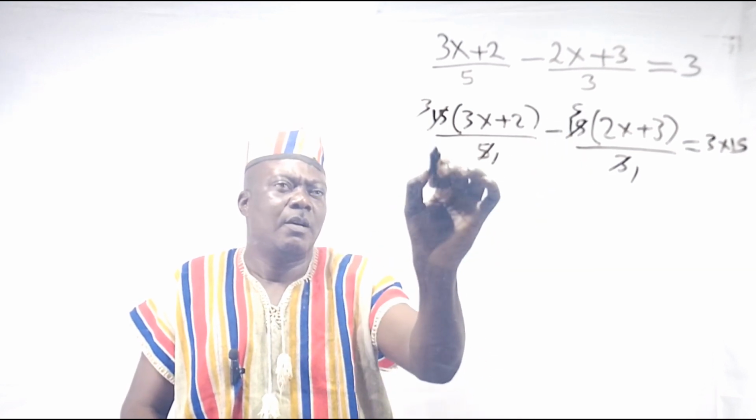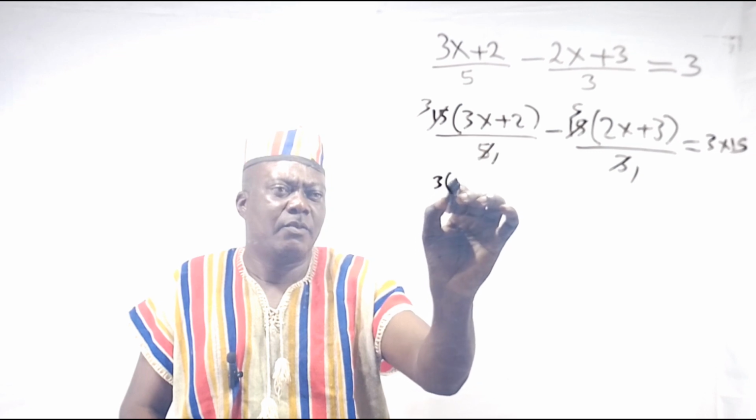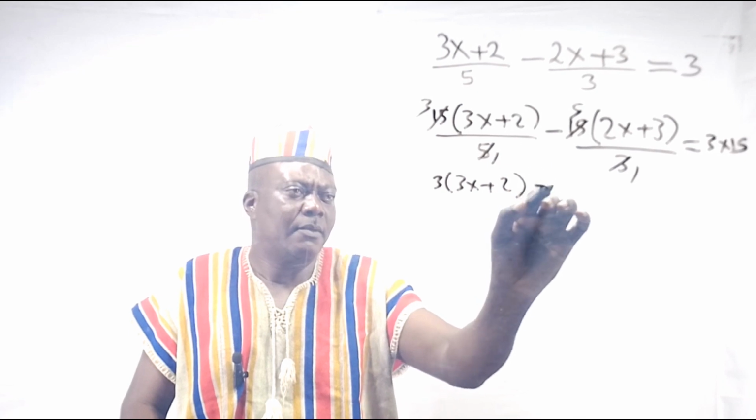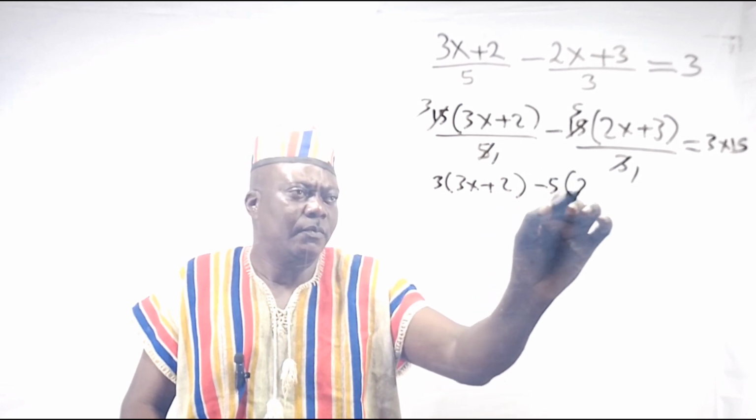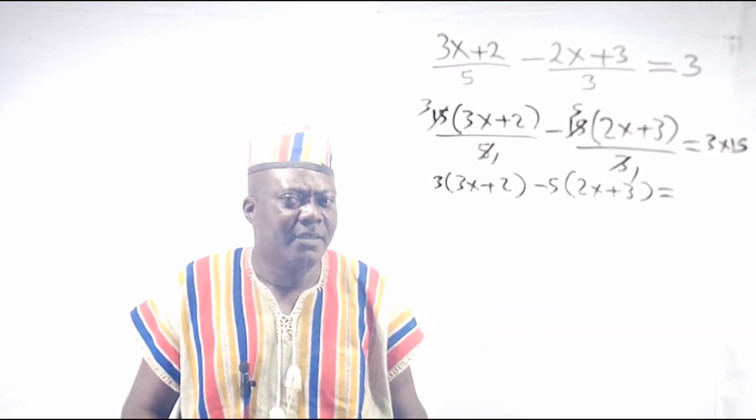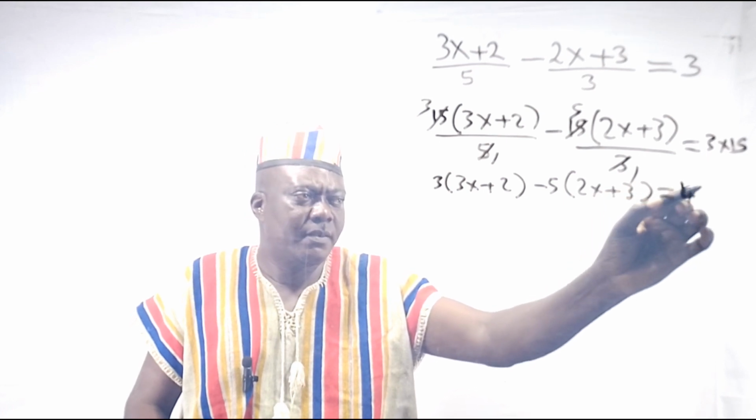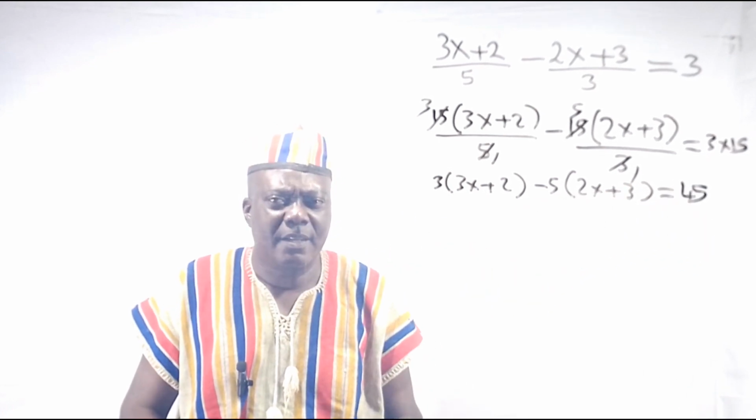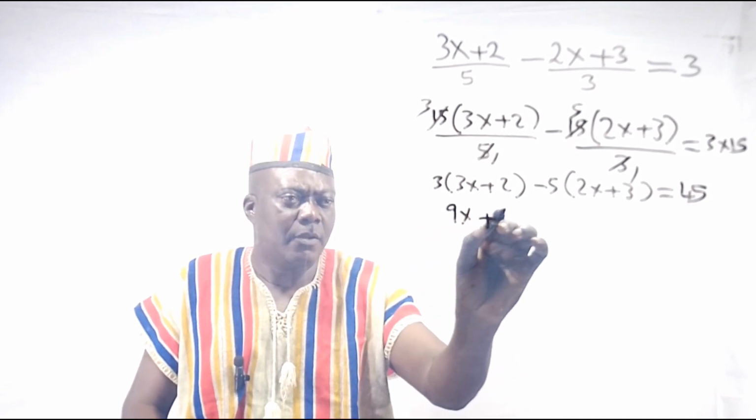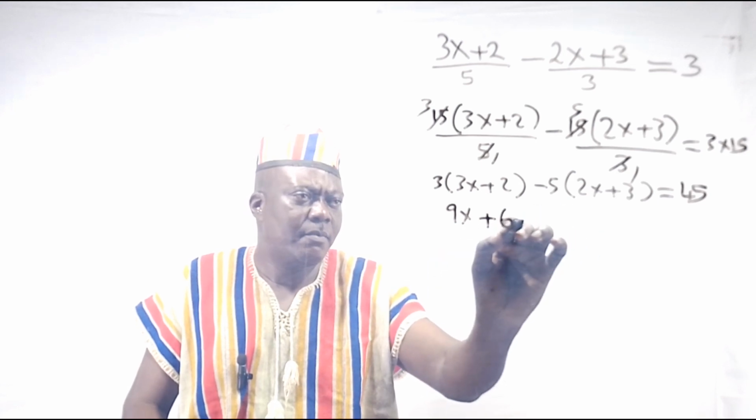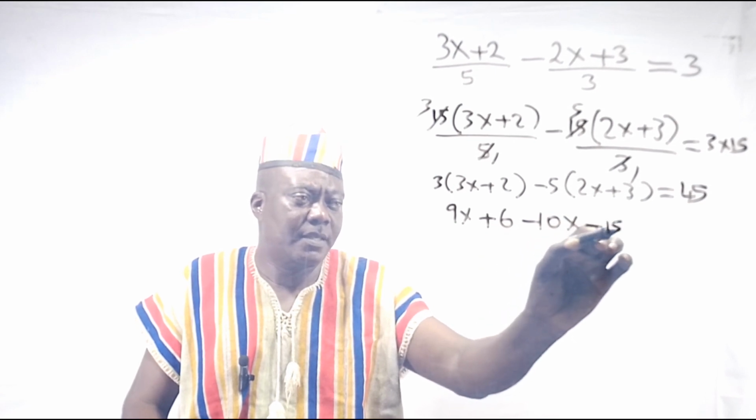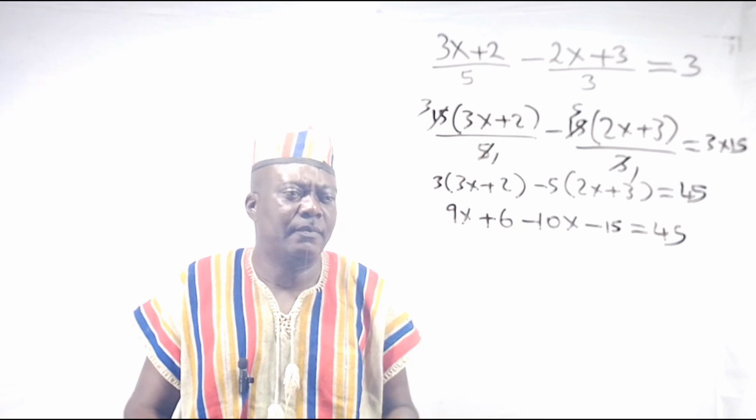So you have here 3 into (3x plus 2), minus 5 into (2x plus 3), equals 3 times 5. Wait, 3 times 15, so it gives you 45. So we now clear the brackets. This one now becomes 9x plus 6. This one now becomes minus 10x minus 15 equals 45.